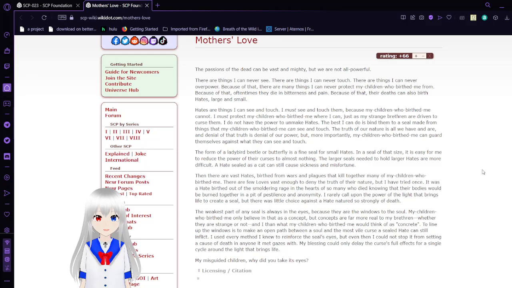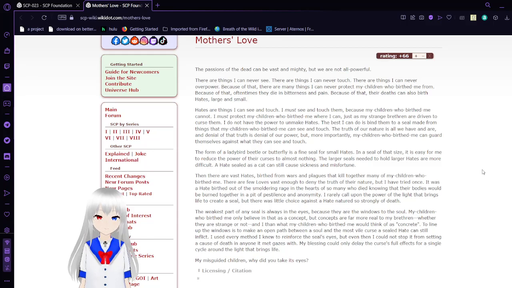Hates, large and small. Hates are things I can see and touch. I must see and touch them, because my children who birthed me cannot. I must protect my children who birthed me where I can. Just as my strange brethren are driven to curse them, I do not have the power to unmake hates. The best I can do is bind them to a seal made from things that my children who birthed me can't see and touch. The truth of our nature is that this is all we have and are. And denial of the truth is denial of our power.